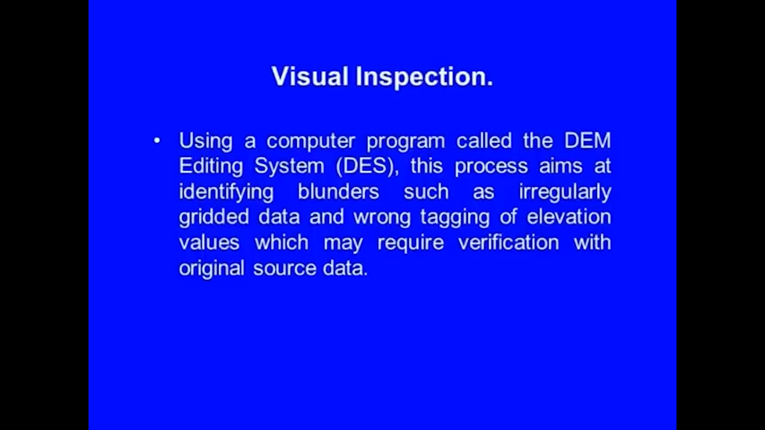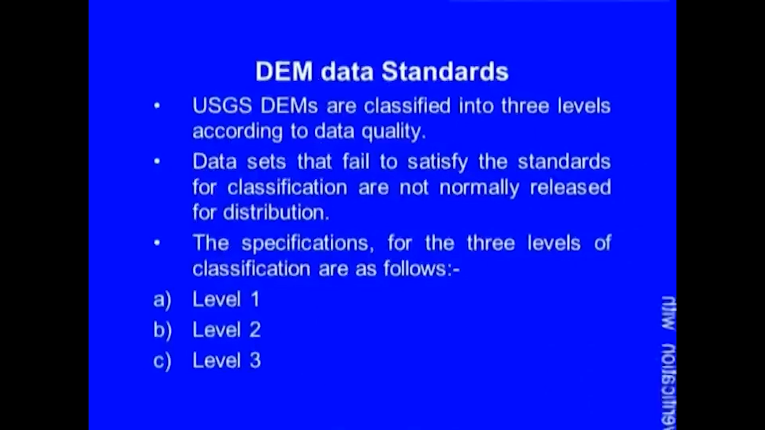Then we come to DEM data standards. USGS DEMs are classified into 3 levels according to data quality. Data sets that fail to satisfy these standards for classification are not normally released for distribution. The specifications for the 3 levels of classification are as follows: level 1, level 2 and level 3. So, let us look at level 1.